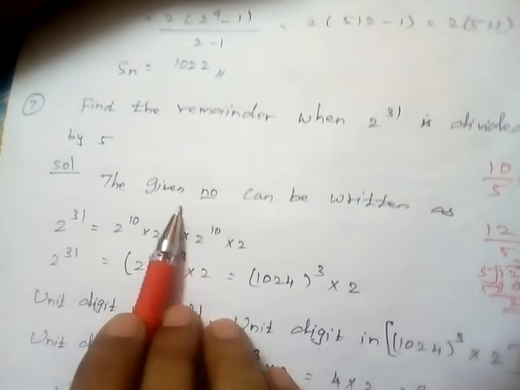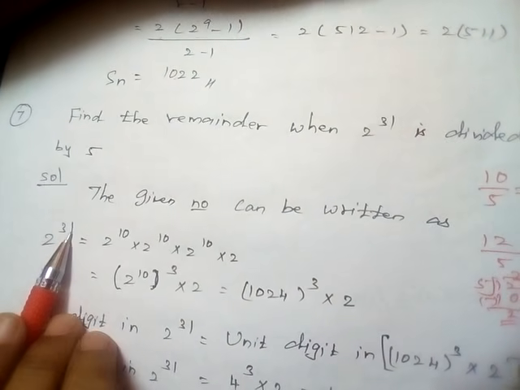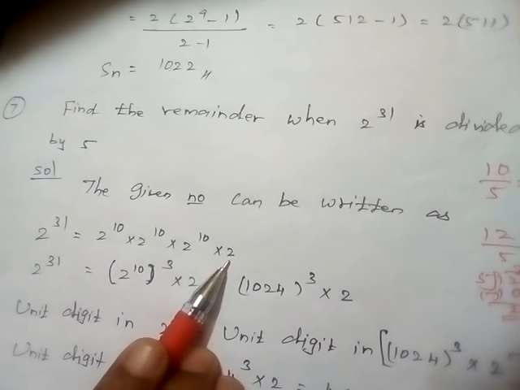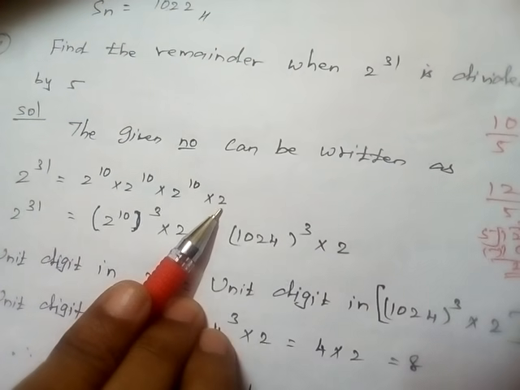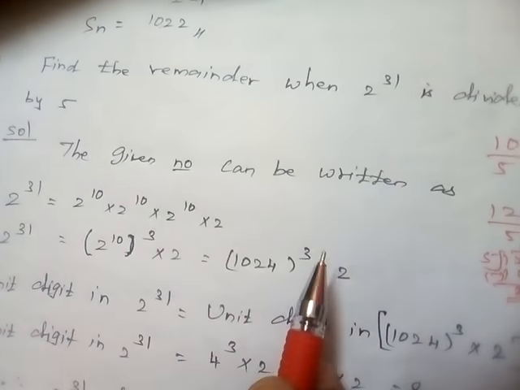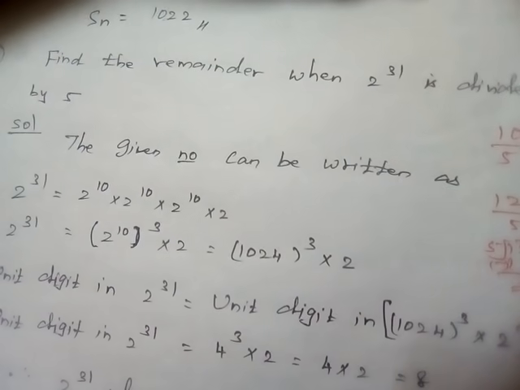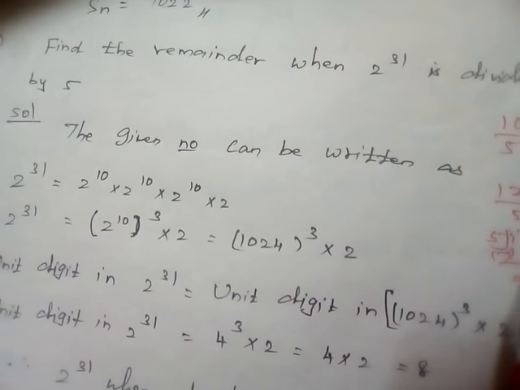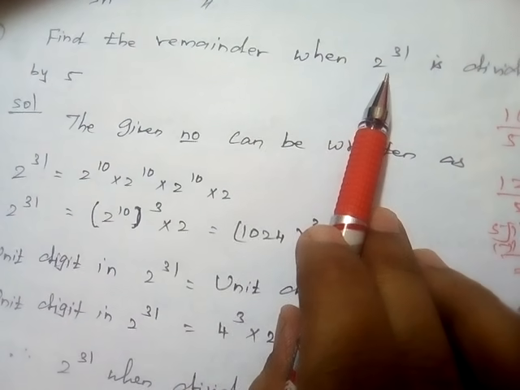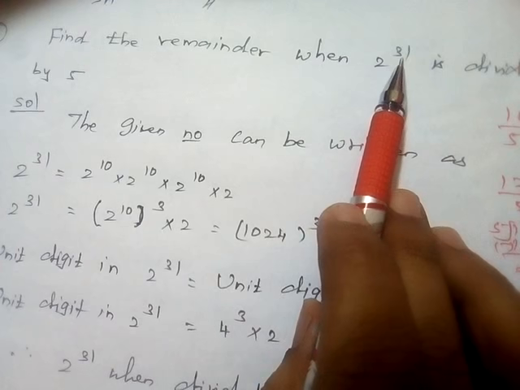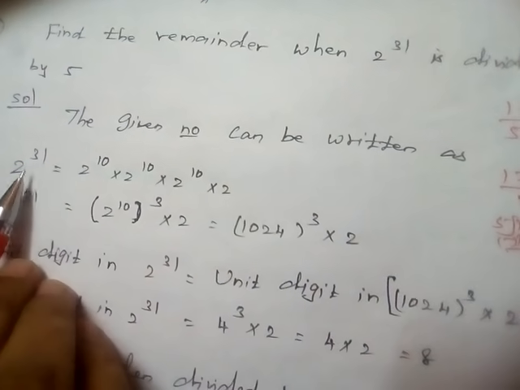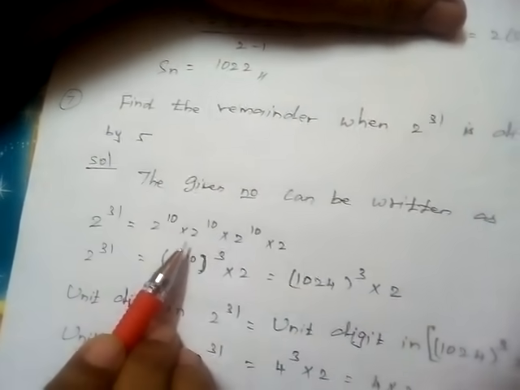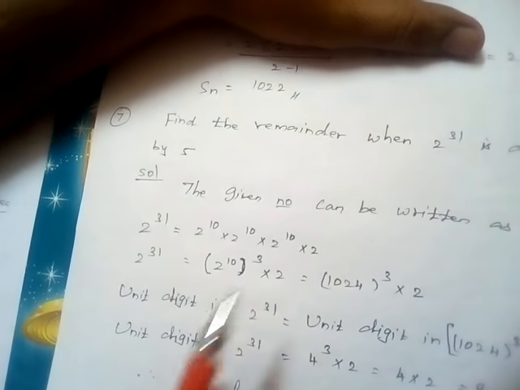The given number can be written in the form 2 power 31 equal to 2 power 10 into 2 power 10 into 2 power 10 into 2, because we are going to find the unit digit in 2 power 31. Other than this we can't solve this problem. So how to find the unit digit of 2 power 31? That's why we are splitting the given problem into 2 power 10 into 2 power 10 into 2 power 10 into 2.